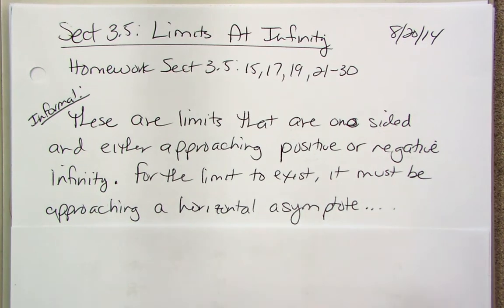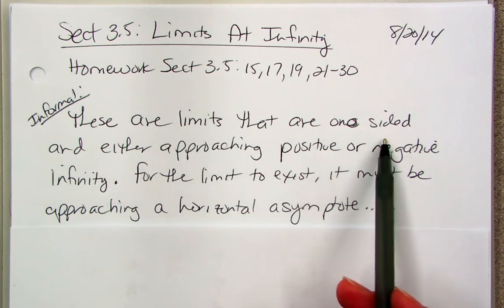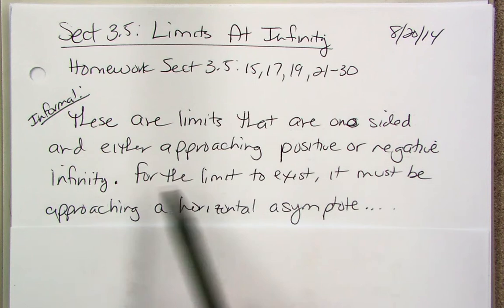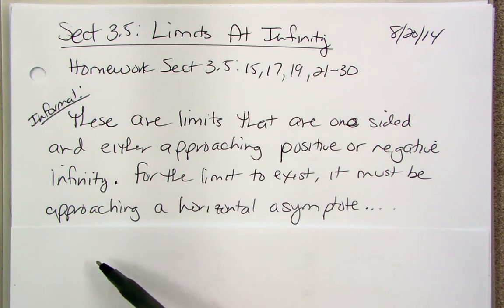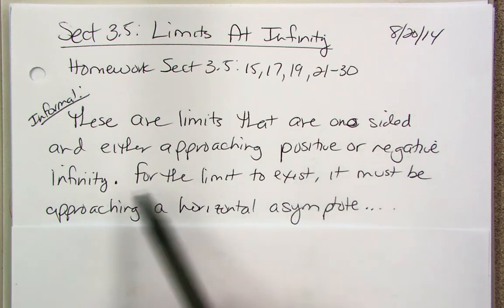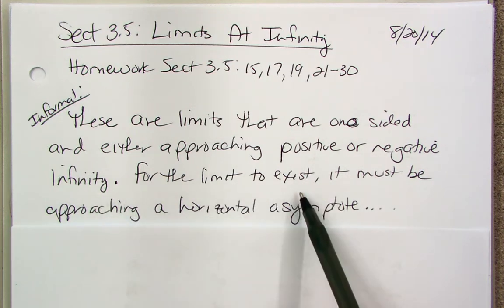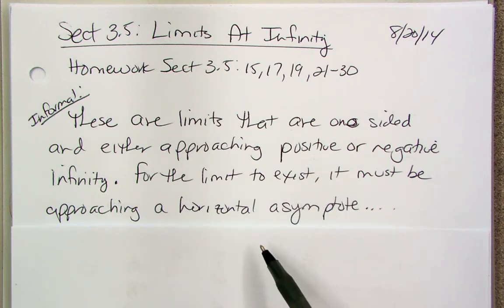So, kind of an informal definition, or letting you know what these are. These are limits that are one-sided and either are approaching positive or negative infinity. So you're not approaching 2 or negative 2 from the right or left. You're going to be approaching positive or negative infinity. For the limit to exist, it must be approaching a horizontal asymptote. So let's see what that looks like.